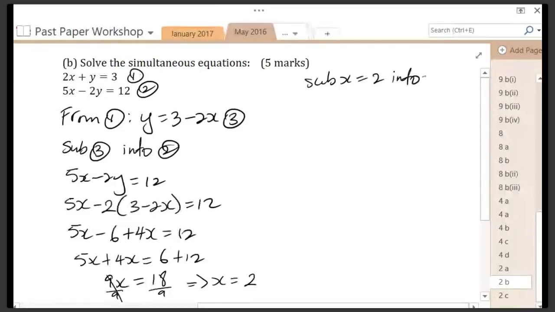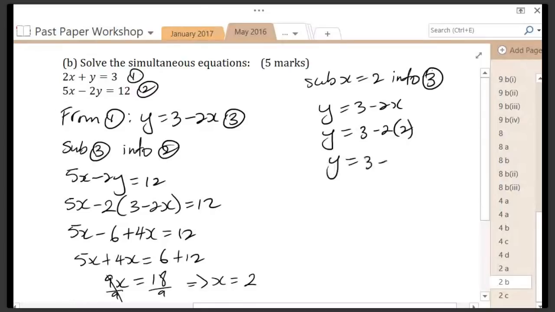All right, so I'll write equation 3 here. y is equal to 3 minus 2x. y is equal to 3 minus 2, open brackets, by 2. So y here is 3 minus 2 multiplied by 2, and 2 multiplied by 2 here is 4. So y here, 3 minus 4, is minus 1.